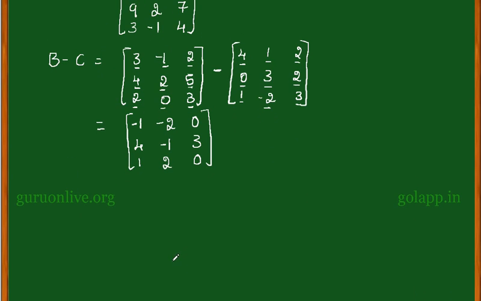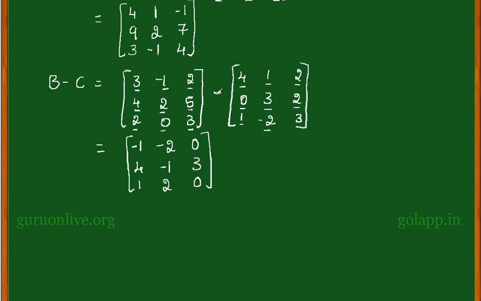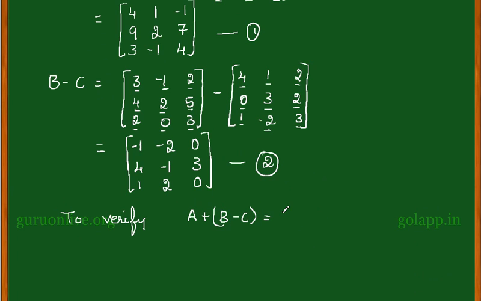So we have found A plus B and B minus C. Call A plus B as 1 and B minus C as 2. Now we need to verify that A plus B minus C is equal to A plus B minus C. So let us consider the LHS. To verify A plus B minus C is equal to A plus B minus C, I consider first the LHS, where LHS is equal to A plus B minus C.